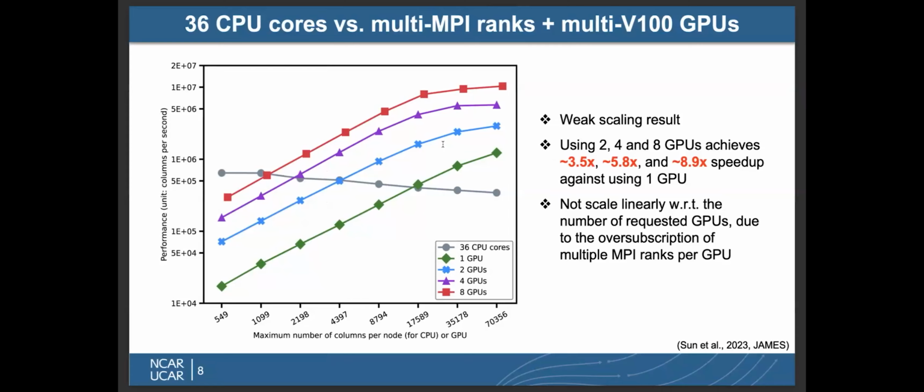So here we do the weak scaling, but use 1, 2, 4, and 8 GPUs per node in this case, shown as 4 colored lines here. And our result shows that using 2, 4, and 8 GPUs could achieve 3.5, 5.8, and 8.6 times speedup against 1 GPU. You might be curious why the speedup is not linear to the number of used GPUs. And the reason is because when we use 2, 4, 8 GPUs, they are oversubscribed by a different number of MPI ranks. As you can see on the previous slides, that will affect the performance a lot.